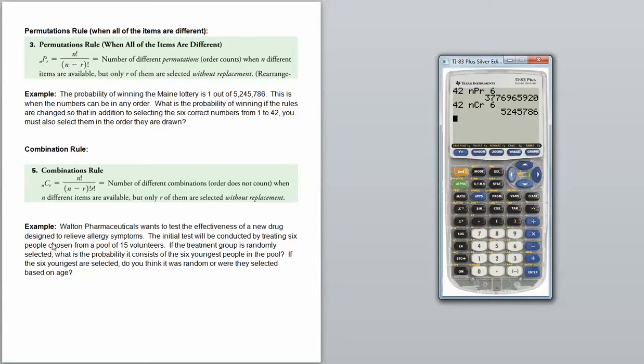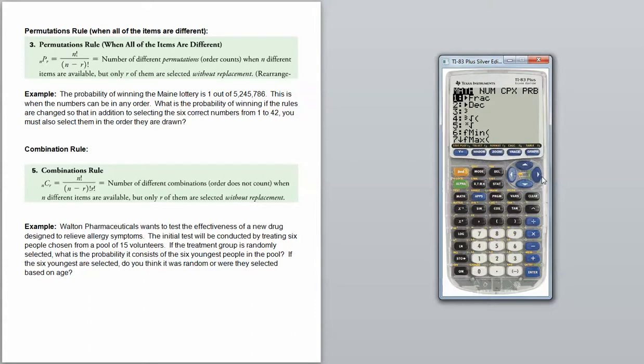Alright, so let's try our next example. Walton Pharmaceuticals wants to test the effectiveness of a new drug designed to relieve allergy symptoms. The initial test will be conducted by treating 6 people chosen from a pool of 15 volunteers. If the treatment group is randomly selected, what is the probability it consists of the 6 youngest people in the pool? And if the 6 youngest are selected, do you think it was random or were they selected based on age? This time we have 15 volunteers. Order does not matter, we just want the probability of getting the 6 youngest in any order.